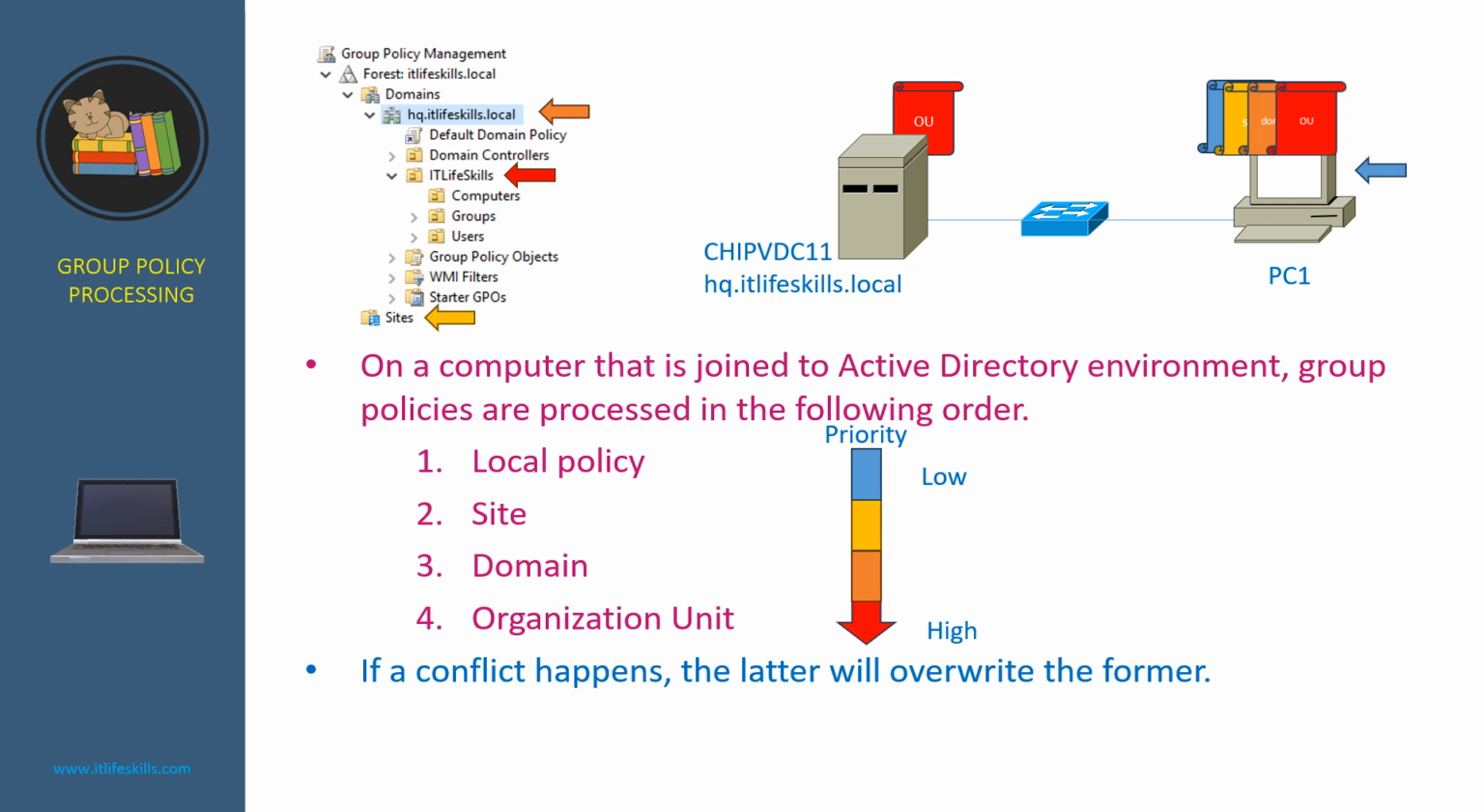In terms of priority, the local policy has the lowest priority and the organizational unit policies have the highest priority. Therefore, if a conflict happens, the latter will override the former.